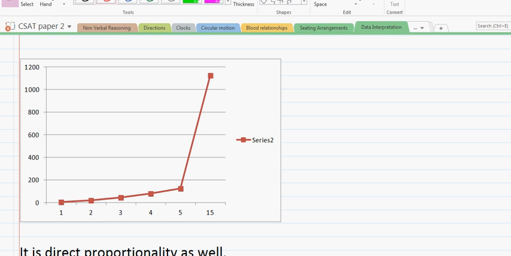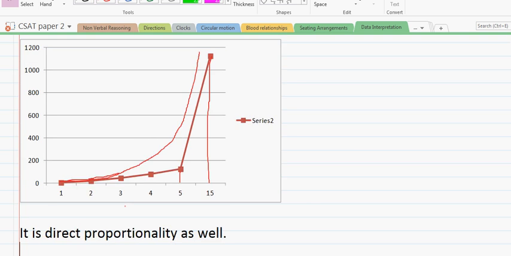So here it's the quadratic thing. The graph would be a smooth curve, something like a U-shaped curve. We know that a quadratic equation is U-shaped, right? So something like this. Here you see the increase is much larger, right? Suddenly at 15 it bumps up. So this is again a direct proportionality.